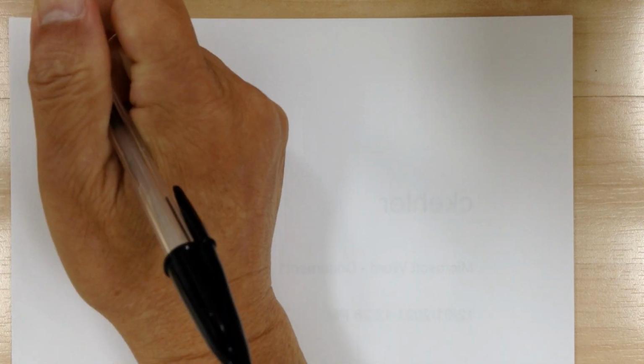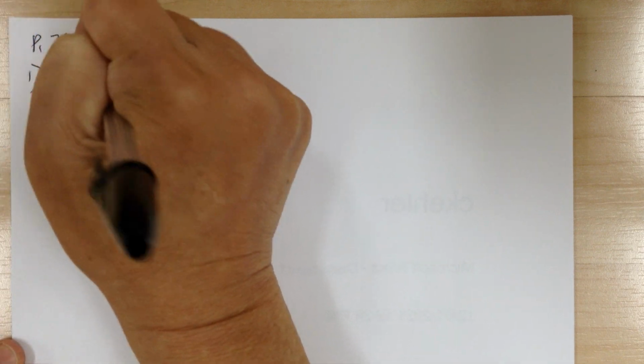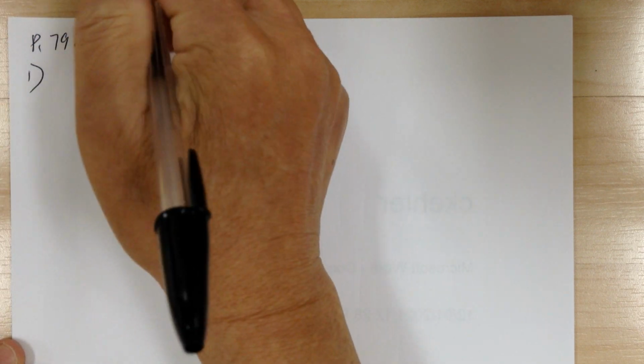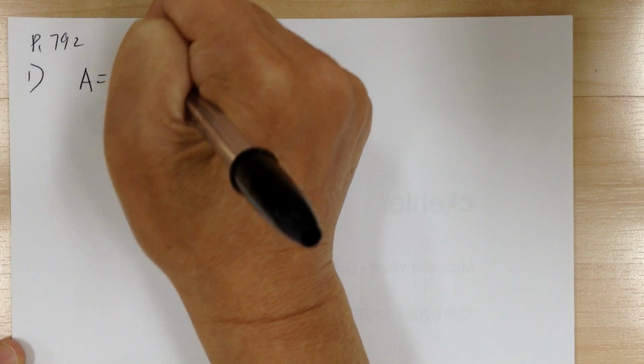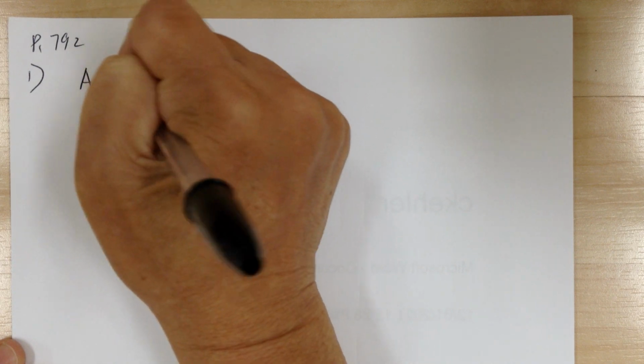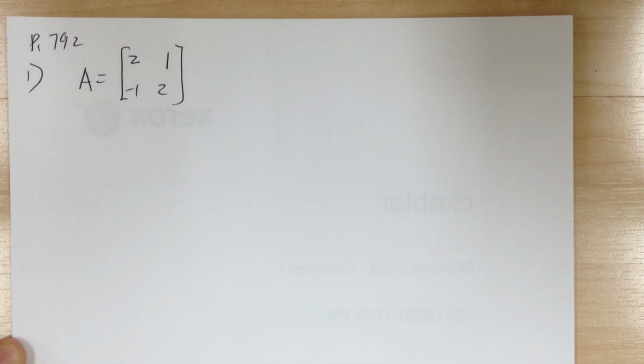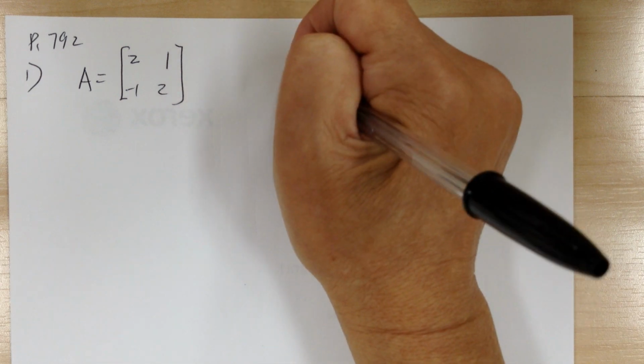Okay, let's go to page 792. Start with number 1. You've got matrix A equal to [2, 1; -1, 2], and this one you're looking for the inverse. By the way, when the determinant equals 0, there will be no inverse. Again, remember the formula?